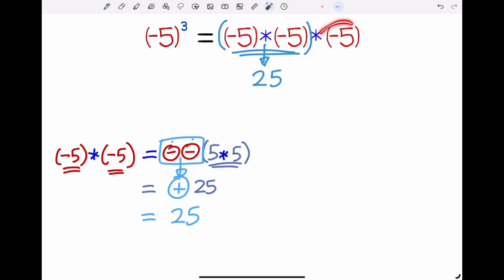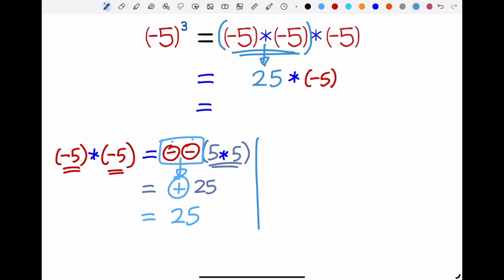And we still have this negative 5 we haven't used. So we're going to bring it down. And now we're going to be multiplying 25 times negative 5. So let's do that. So we have 25 times negative 5.